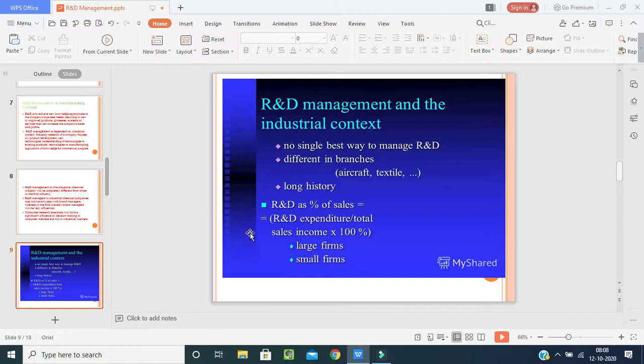So it will differ, and the R&D department will provide a long history. How are we going to calculate R&D? Let's have a look here on the screen. Research and development as a percentage of sales is equal to R&D expenditure divided by total sales income, multiplied by 100. So we'll get the result. With this result, we are able to identify whether this R&D department is for large firms or small firms. I hope students have understood.